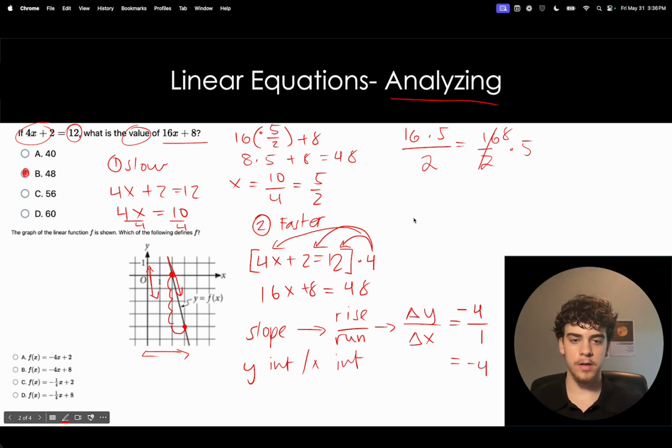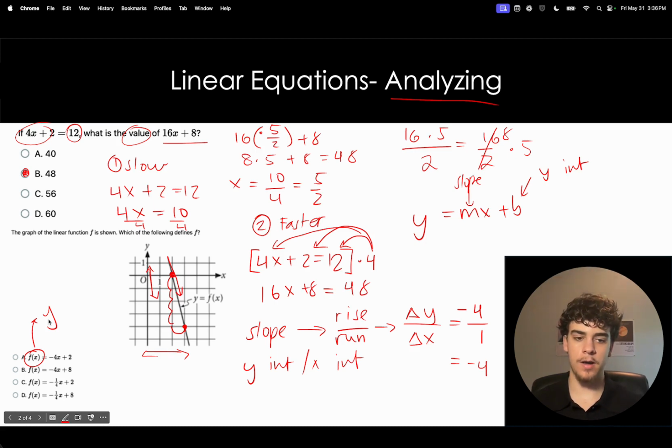And we know that the equation for a line is going to be y equals mx plus b, where m is the slope and b is the y-intercept. So right off the bat, we already know that the slope is going to be negative 4. And so over here, when they write f of x, by the way, that's just another way to write y. We're just saying that y is a function of x, which means that as x changes, the y value changes.